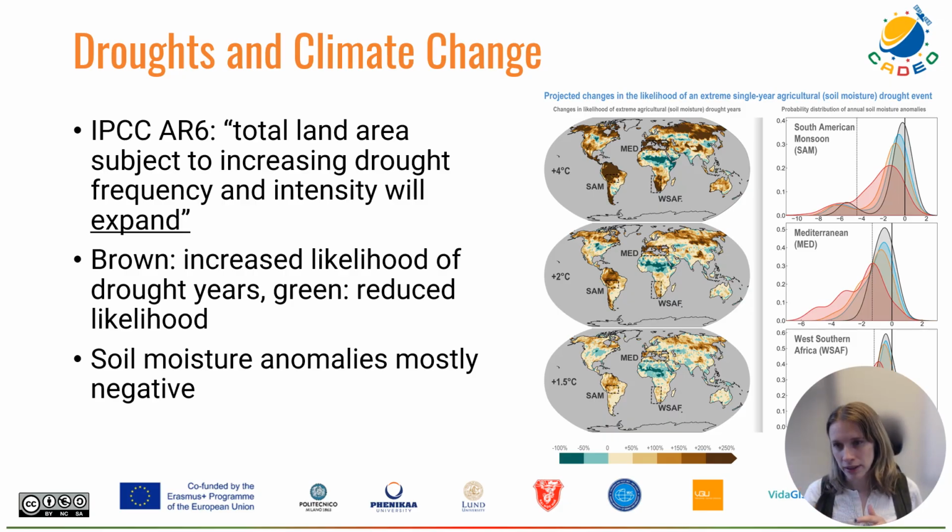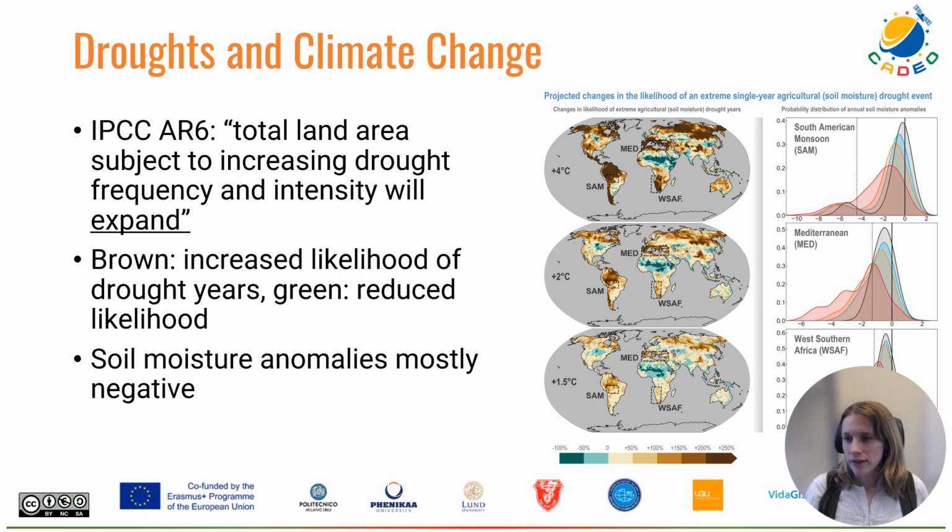For example, in the Mediterranean area, in China, South America, North America, many areas with dark brown colors, which then indicate an increased likelihood of drought. We still have some areas where we can see maybe a reduced likelihood of drought, but the areas with increasing likelihood are definitely more.